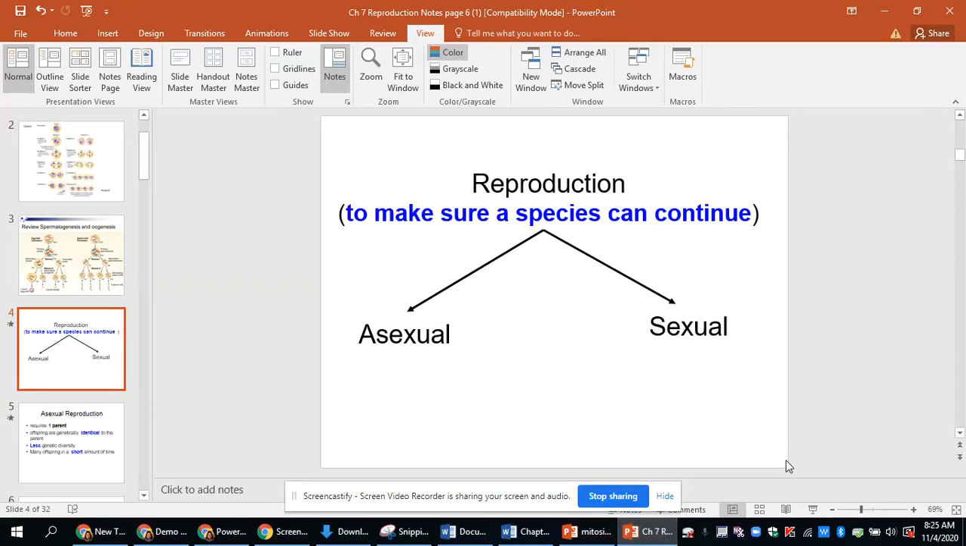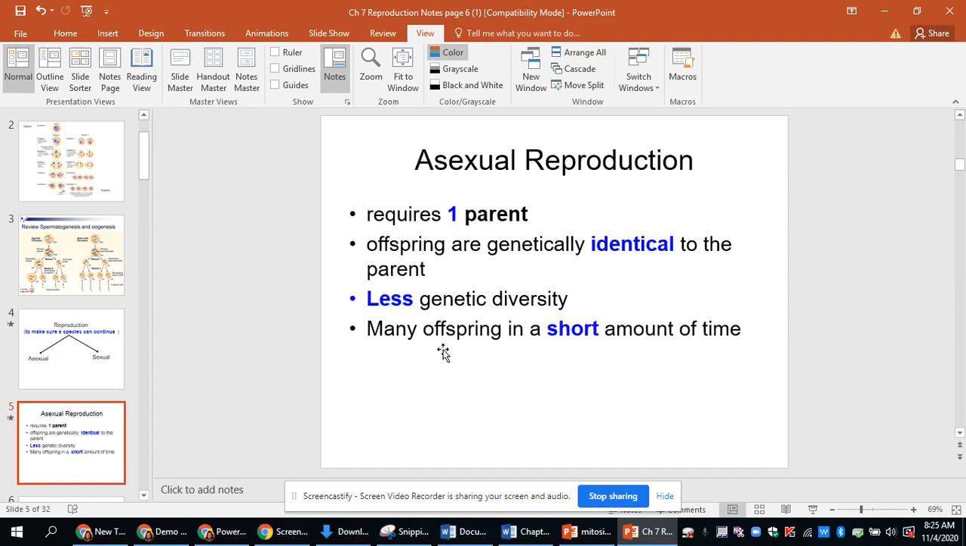We're going to look at reproduction and specifically the two main types of getting a cell to make another cell. And we have asexual, which means there is one parent. The offspring are genetically identical to that one parent who's contributing the DNA. This means there's less genetic diversity since they're identical. And the positive is you can have a lot of offspring in a very short amount of time.